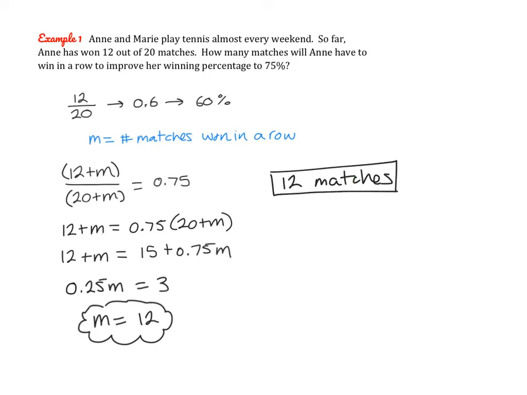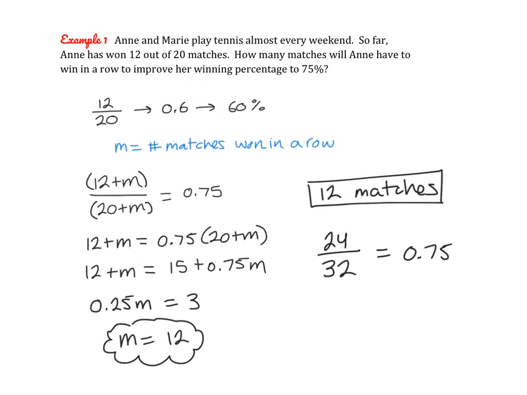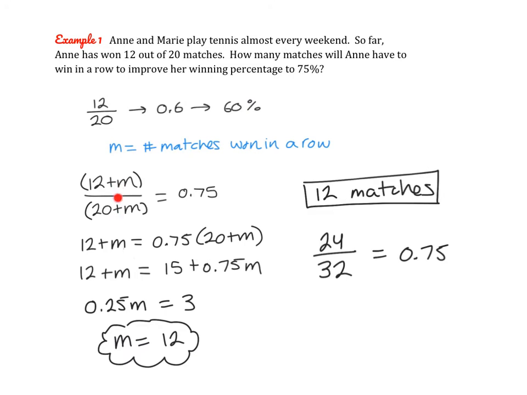And we can check this pretty easily. So if she wins 12 matches in a row, that means that she is 24 for 32, because again, she wins 12 more, but she's also played 12 more matches. So the total number of matches also goes up by 12. And 24 over 32 is 0.75, which is 75%. So we're all set. So again, this is kind of just a more basic percentage problem, but it is technically a rational equation word problem because we do have this rational expression on the left.